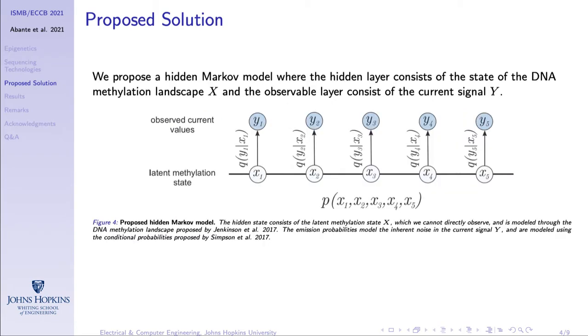So we can combine these two ideas to create a hidden Markov model where the hidden layer consists of the DNA methylation landscape, here represented with X, and the observable layer consists of the current signal Y. Now, to estimate the parameters of the latent methylation landscape model, which is what we're ultimately interested in, and we're going to denote by theta, we propose to use the expectation maximization algorithm.